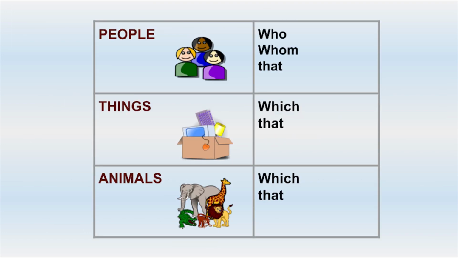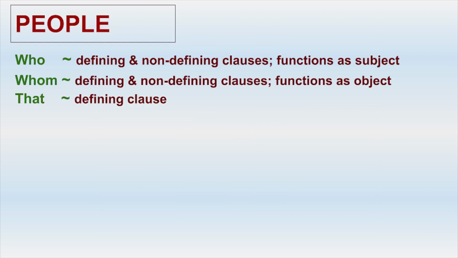As you have seen, we may use different relative pronouns for different categories. We may use who, whom, and that when referring to people, which and that when referring to things, and also which and that when referring to animals. But how do we decide which relative pronoun we should use for each of these categories? Let's start with people. For people, we may use who, whom, and that.